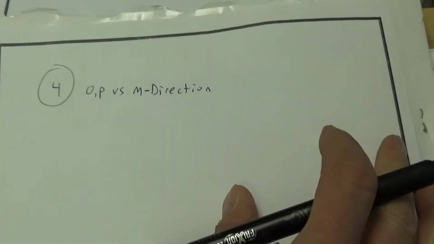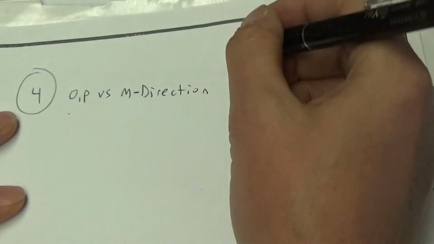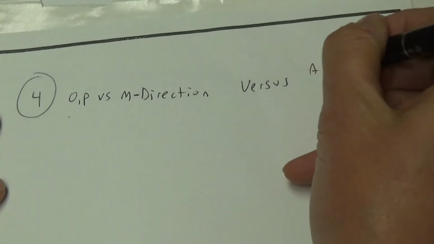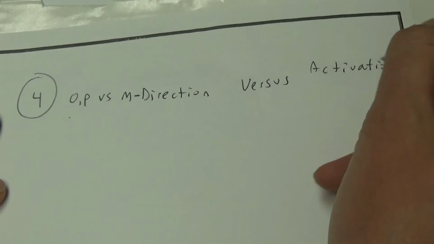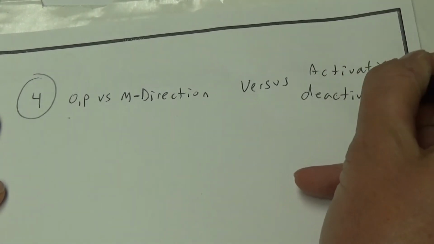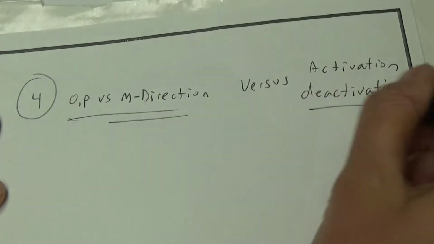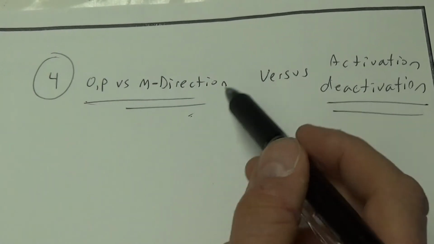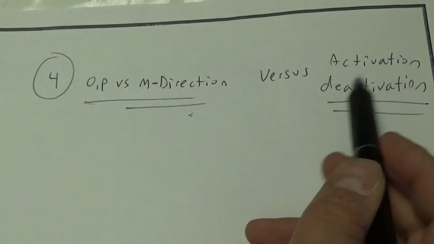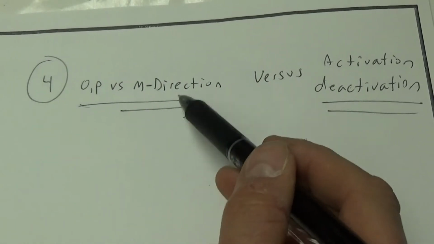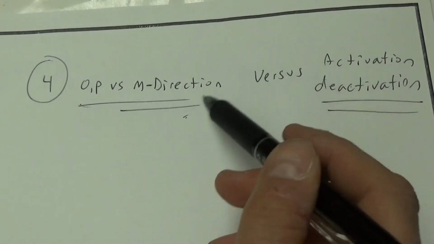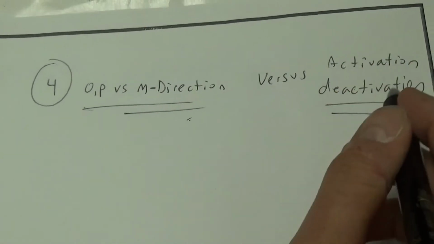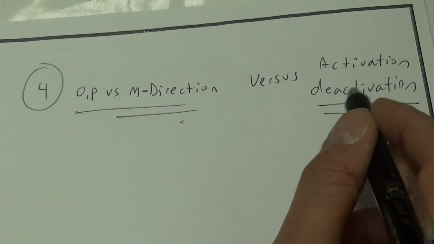We talked about this ortho-para versus meta direction concept versus something else called activation and deactivation. So they're kind of two different concepts. I'm pretty sure the book starts by talking about activation, deactivation, and then they move to ortho-para versus meta direction. To me, it seems a little more logical to talk about direction first, so that's the way we do it. Anyway, this is not that crazy. This is almost an easier concept.